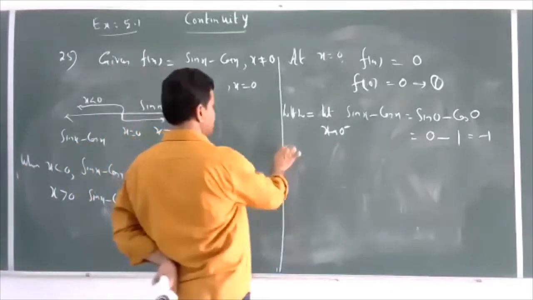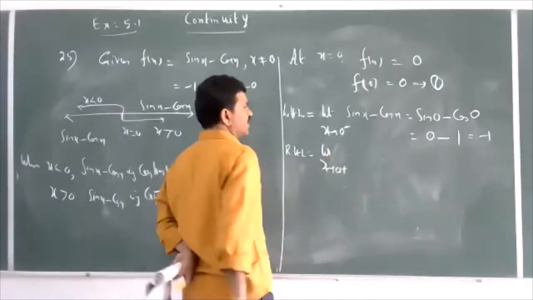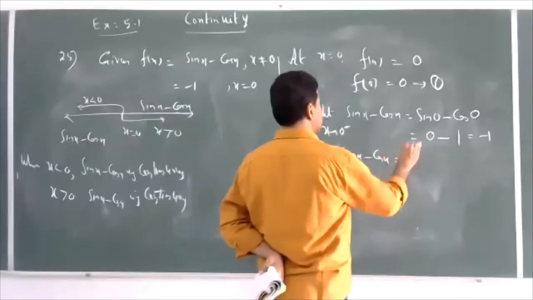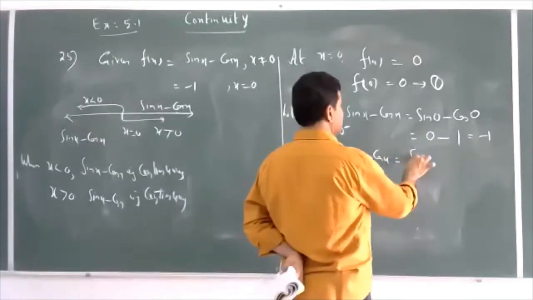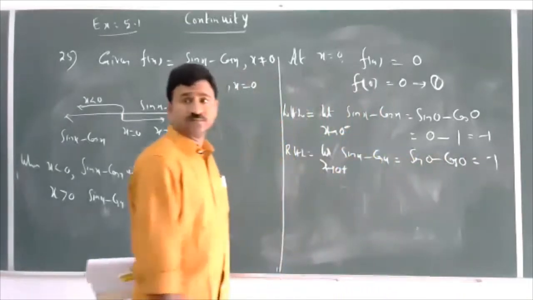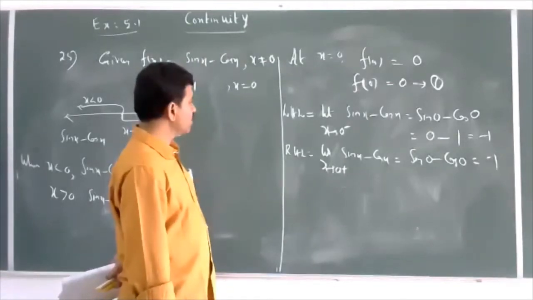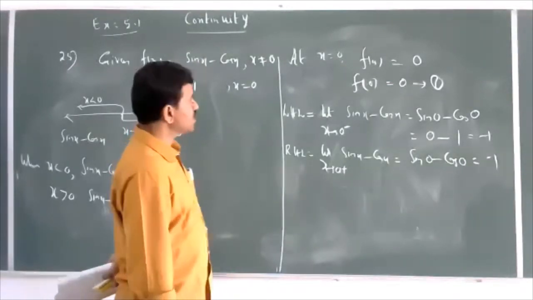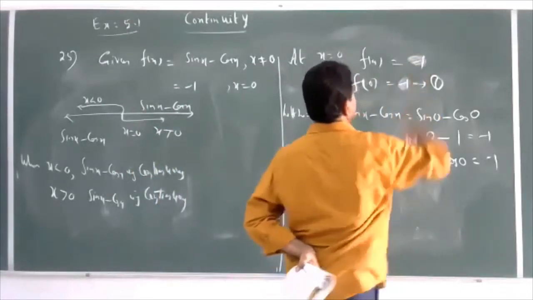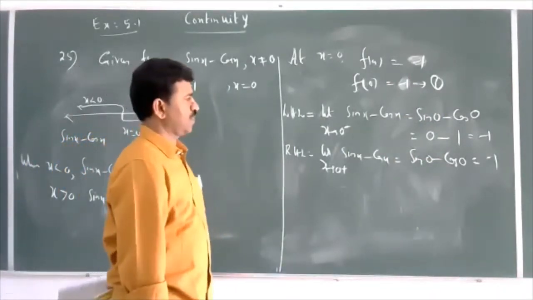Find the RHL also. Right limit, x tends to 0 plus of sin x minus cos x. So this is also sin 0 minus cos 0, which is minus 1. This is minus 1 when x is equal to 0.